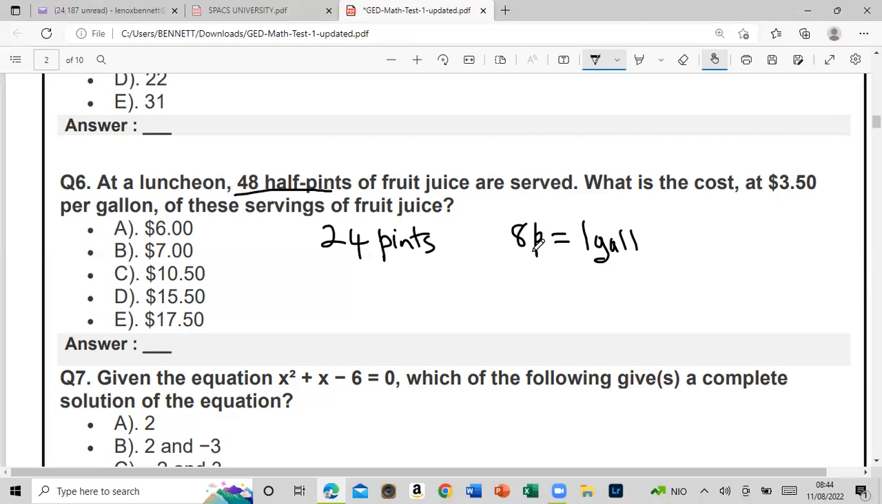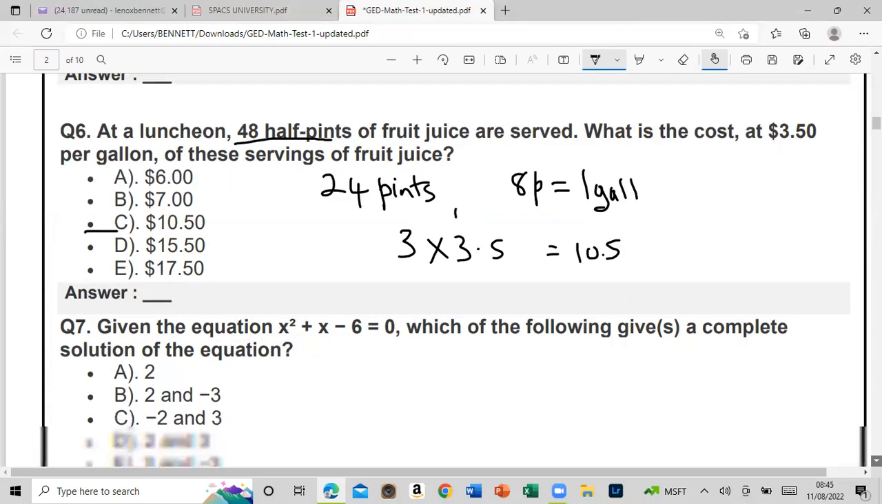So we have a total of 3 gallons, because 24 divided by 8 gives you 3. So it will be 3 times 3.5. 3 times 5 is 15, 5 carry 1. 3 times 3 is 9 and 1, 10. So that's 10.5. $10.50.